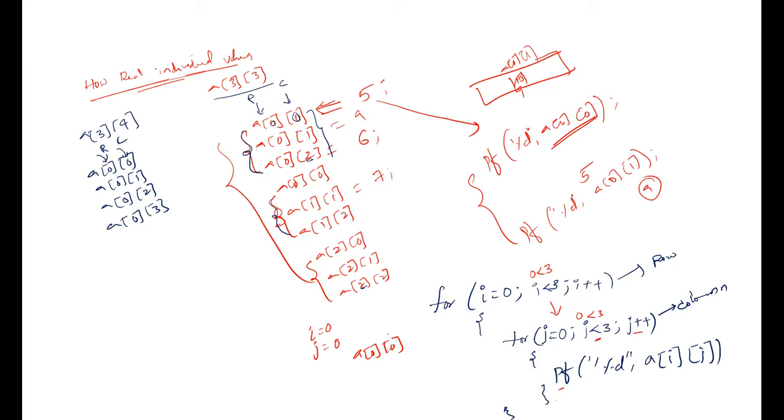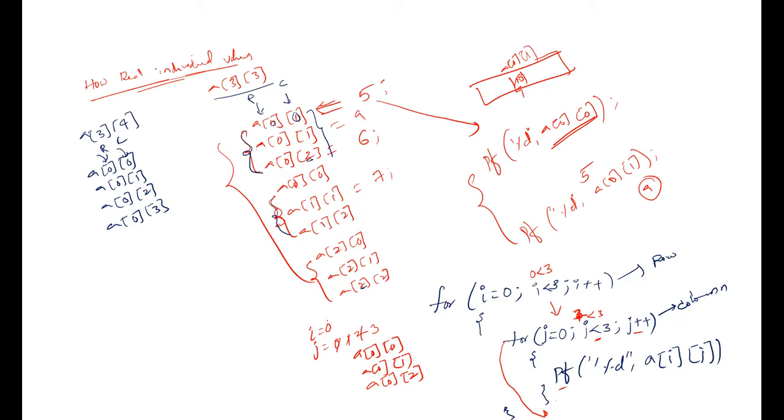So next j plus plus, j value increments to 1 and 1 less than 3, yes it is true. When it is true, we go to the statement printf percentile d a of i j. What is the i value? Did the i value change? No, the i value is the same, 0. And the j value is 1. I've completed the statements, so I go to the incrementation. So j value becomes 2 and 2 less than 3, it is true. Next, go to the statement and print a of 0, 2. After completing the statements, I go to j plus plus. So j value becomes 3 and 3 less than 3 is false. I will come out of this inner loop. But did I come out of the outer loop? No.